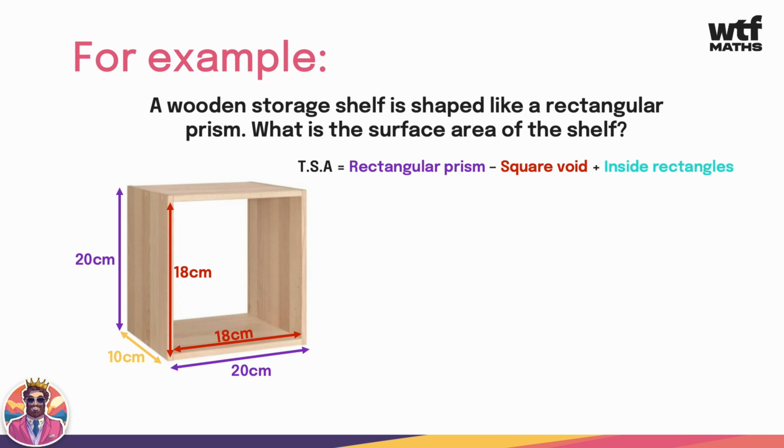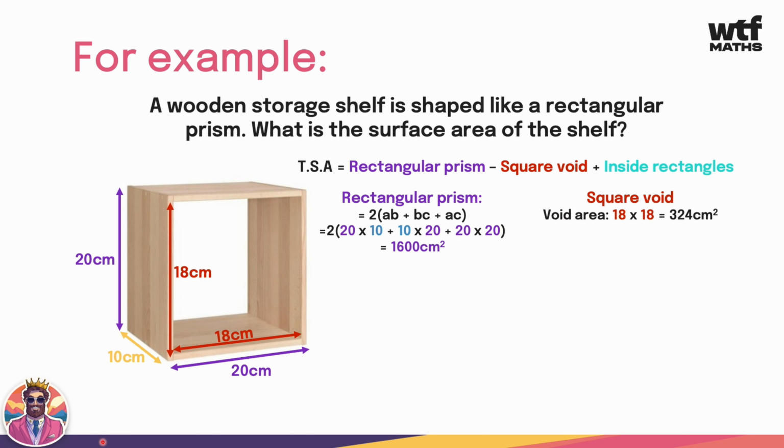Okay, so for the first shape, if this was a box and there was no holes in it at all, it would just be a rectangular prism. So if we use the rectangular prism formula and the numbers that we've got, we'd get 1600 centimeters squared. Now we can see on the front here that there's a square missing. We can see that it's 18 centimeters by 18 centimeters. So there is a square missing at the front. So this is a void. So we're going to work out the area of that void. So 18 times 18 is 324.